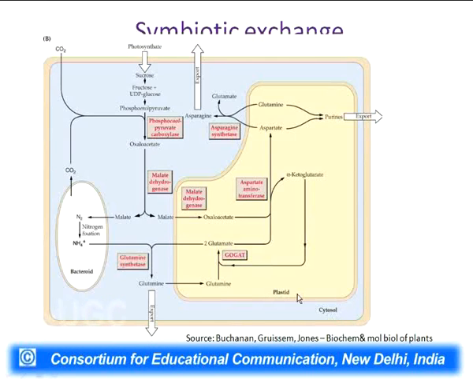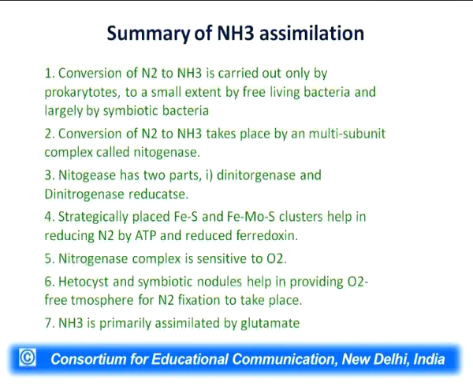This is the schematic of symbiotic exchange. You can see here this is the glutamine synthetase. It exports glutamine, and it can import photosynthates. The photosynthates would come from the plant to the bacteria, and then it would export the glutamine, and the cycle continues over here, which I discussed some time back. This is the summary of nitrogen assimilation, whatever I have told you.